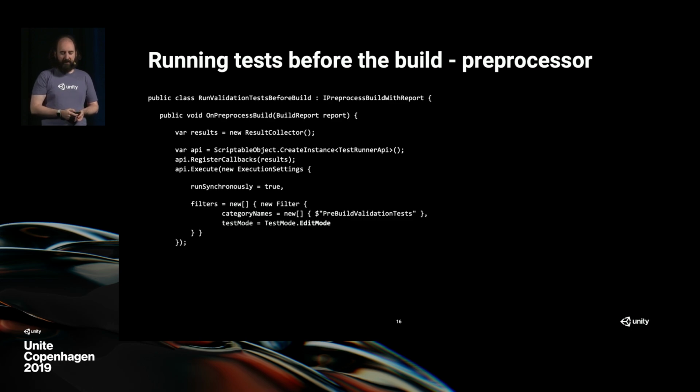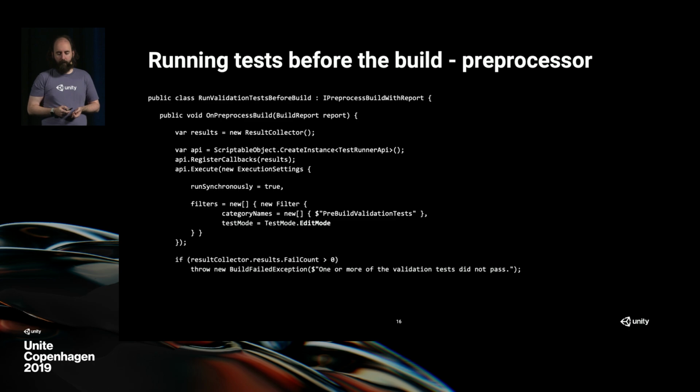And then again, we're going to apply a filter. We'll say everything in the pre-build validation tests category. And we'll just say edit mode tests, please. I think that's actually unnecessary right now. And so because we know that by the time execute is finished, everything is completed and the callbacks are fired, at this point we can just directly access the results that we stored in the result collector. We just say if anything failed, then throw a build failed exception. So that's it. That's all it takes now to integrate some tests into the beginning of the build process.